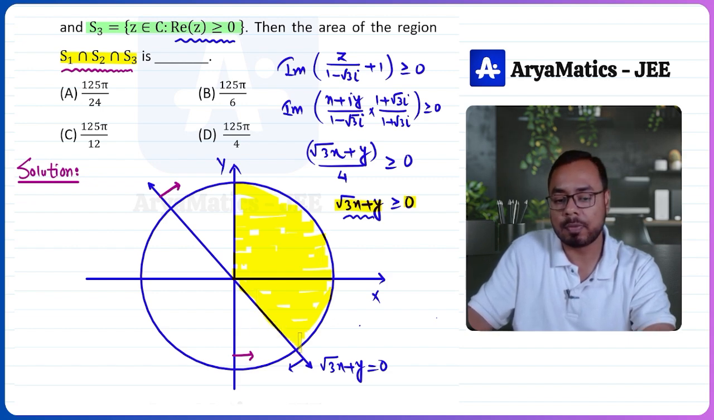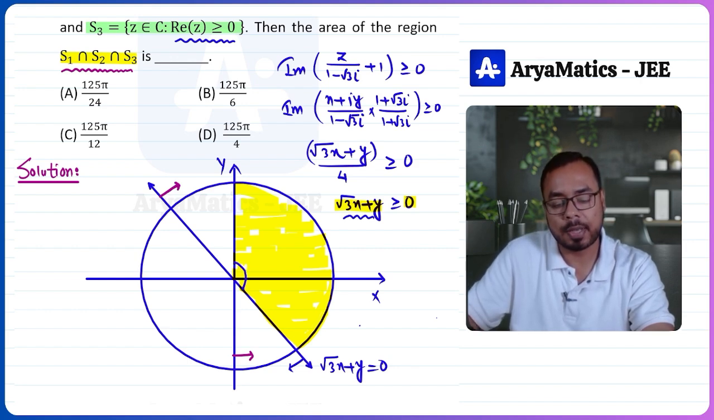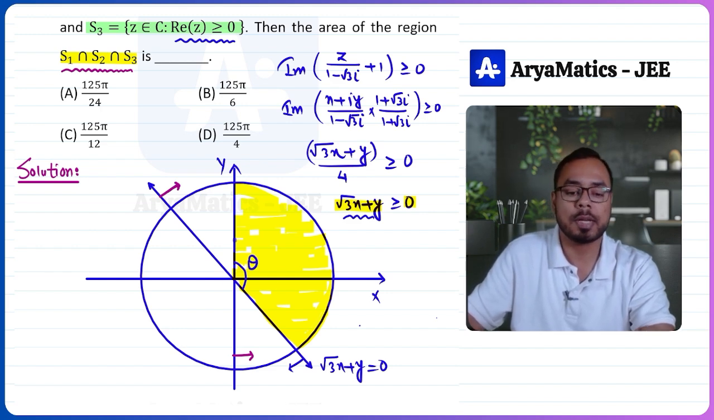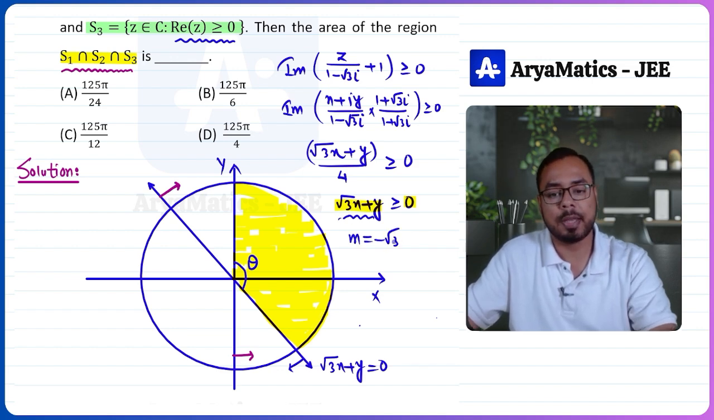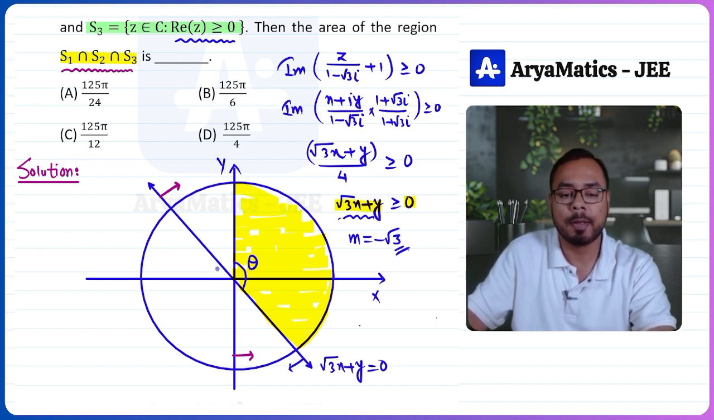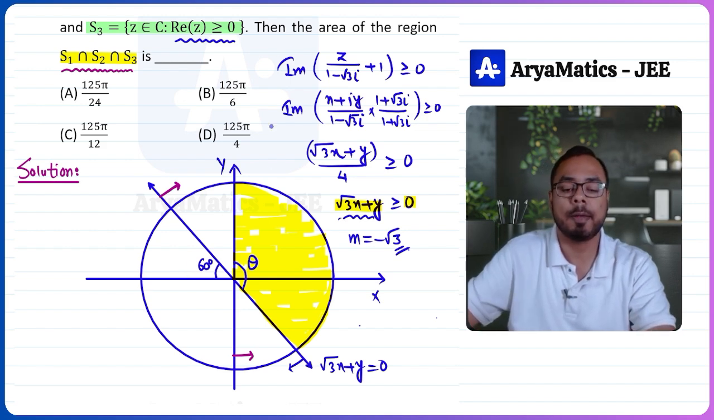Now the question is how to find the area of this shaded region. For that we need to calculate this angle, right? If I can find this angle theta, then we have a standard formula for finding the area of this shaded region. Now remember, the slope of this line is minus root 3. That means the angle made by this line with the x-axis will be 120 degrees. So if this angle is 120 degrees, the other angle will be 60 degrees. That means this must be 60 degrees.